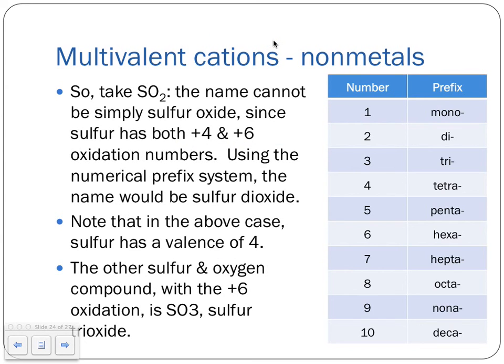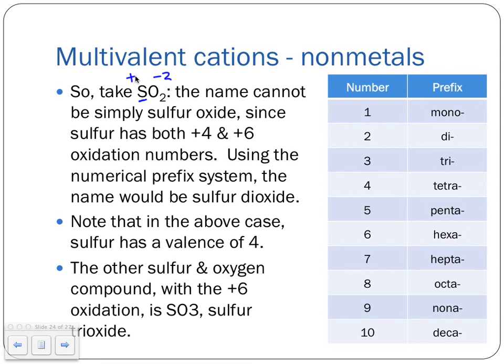So let's take SO2. And so SO2, the name cannot be simply sulfur oxide because if we look at the periodic table, we can see that sulfur is in group 16, which would normally give it a -2. But because it's with oxygen, we said oxygen had that higher rule, so oxygen's got to be -2, which means sulfur has to be the cation. The other way we know it's the cation is because it's first. Remember, it's always cation first and then anion. So we know the sulfur is positive something.